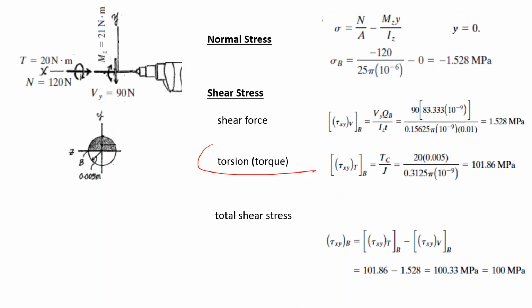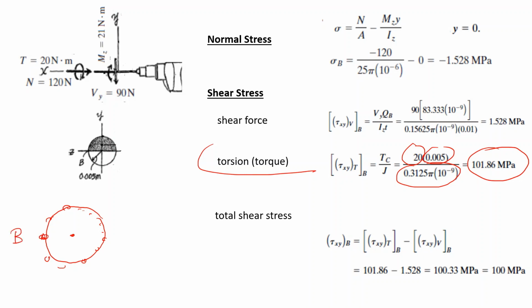Then we have the torsion. Well, the torsion is 20 Newton meter. My radius, polar moment of inertia, and this is the shear stress due to torsion. As you see, the torsion stress is maximum all over the surface, 0 in the middle. My point B lies on the surface, and it will have this maximum value.